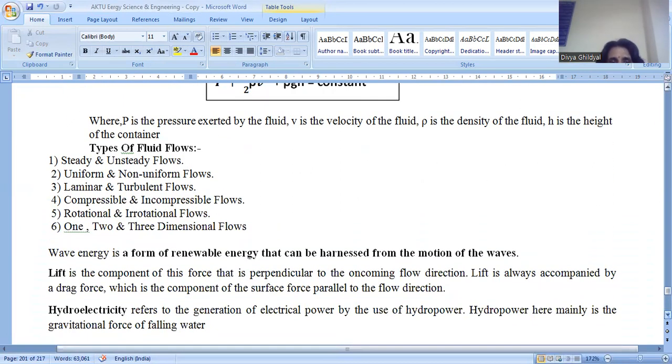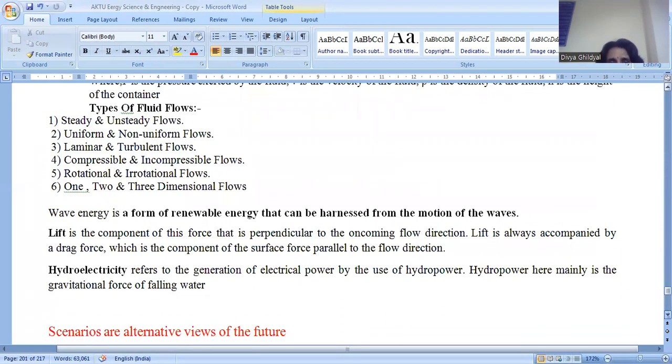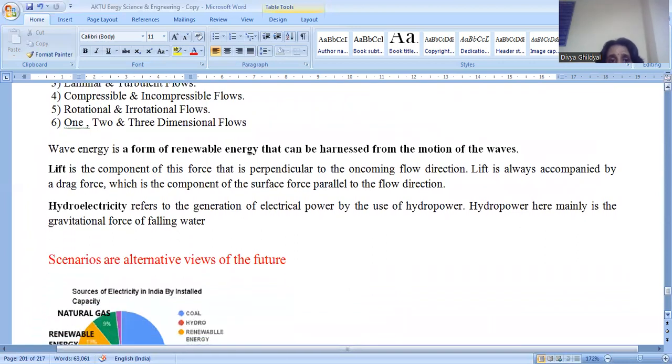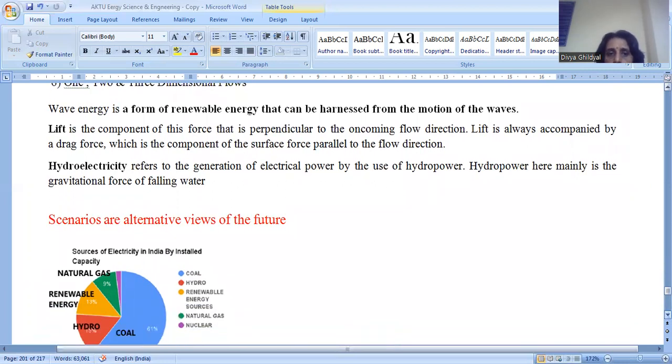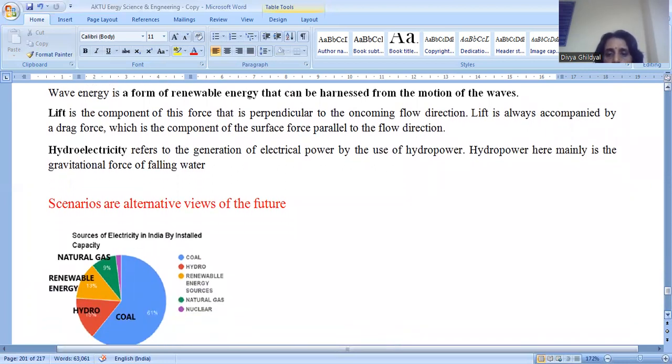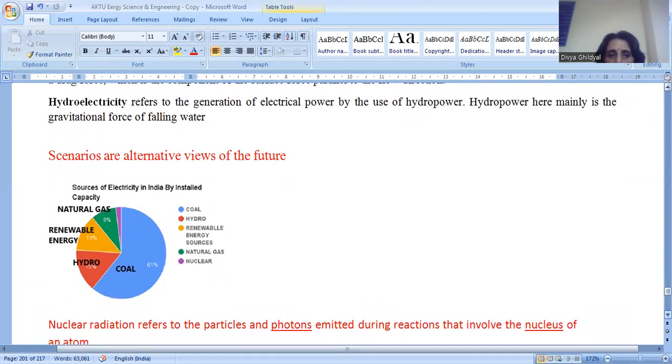The different types of flows are steady flow, unsteady flow, laminar, turbulent, rotational, irrotational. Wind energy is a form of renewable energy that can be harnessed from the motion of waves. Hydroelectricity refers to the generation of electrical power by the use of hydropower.